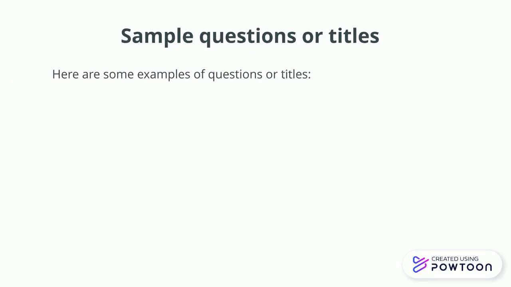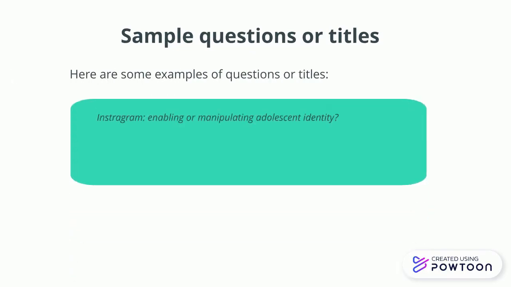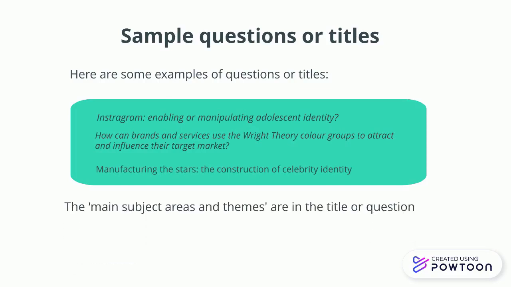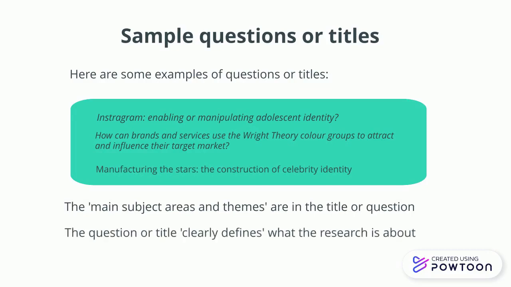So here are some examples of research questions or research titles. Instagram, enabling or manipulating adolescent identity. How can brands and services use the right theory color groups to attract and influence their target market? Manufacturing the stars, the construction of celebrity identity. The main subject areas and themes are in the title or question for these examples, and the question or title clearly defines what the research is about.